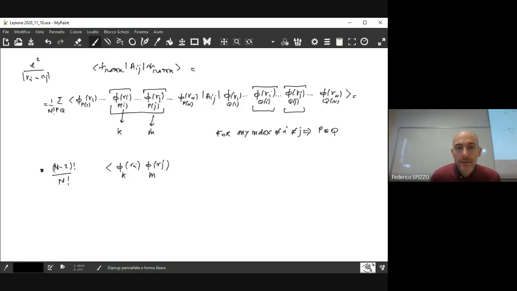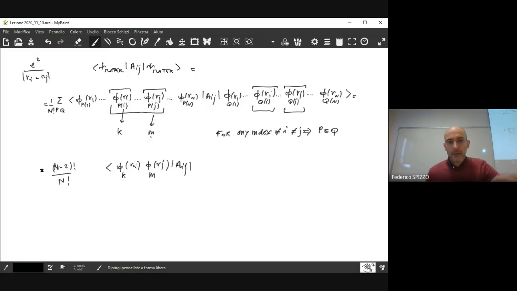Pi and Pj correspond to a permutation that associates to I and J two of all possible indexes in the system. So at this point, I call K and M the result of the application of permutation P to I and the result of permutation P to J, respectively. So one solution is the following.